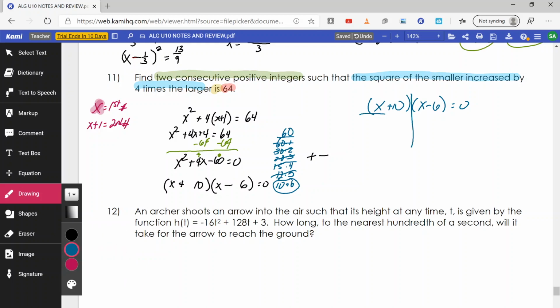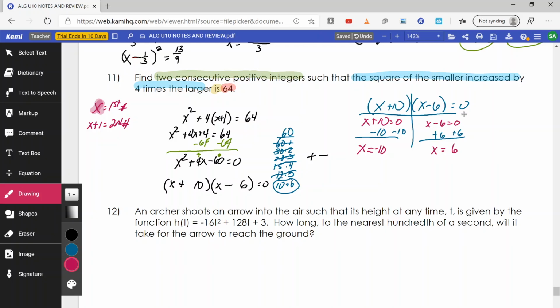So we're going to split this up and set each one equal to 0. So x plus 10 equals 0, and x minus 6 equals 0. And we're going to solve for x. On this side we subtract 10, and we get x equals negative 10. And on the other side, we're going to add 6, and we end up getting x equals 6.